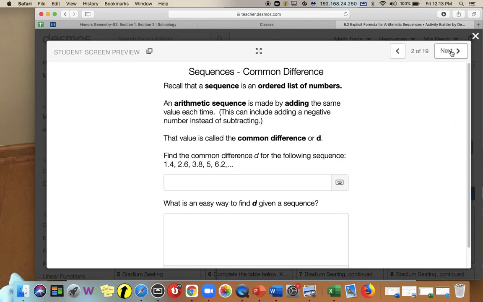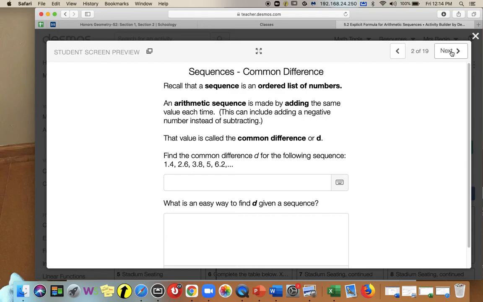So we're going to go over some different definitions today, and you can add any of these to your math notebook, to your notes, if you think it's going to be beneficial to do that. So first is a sequence. In a sequence, we're going to look at something called a common difference.